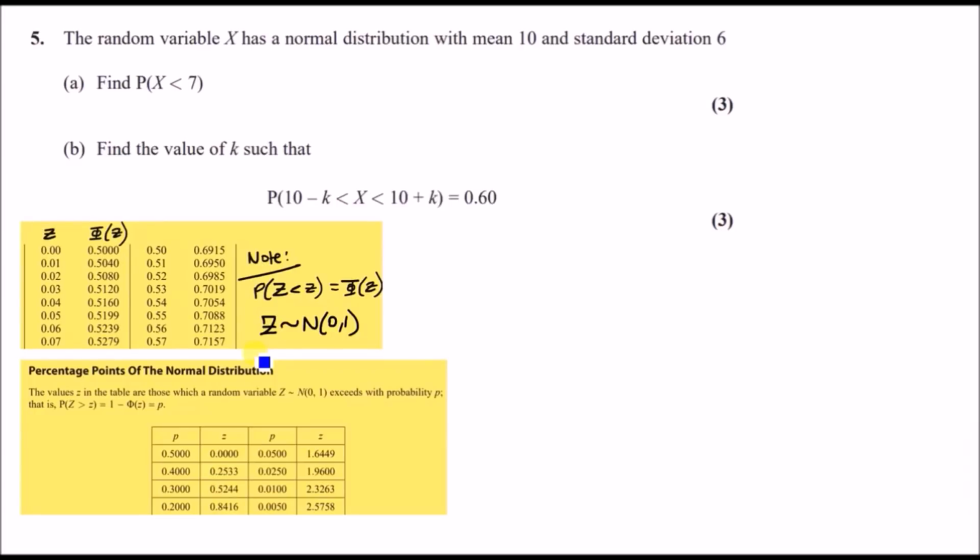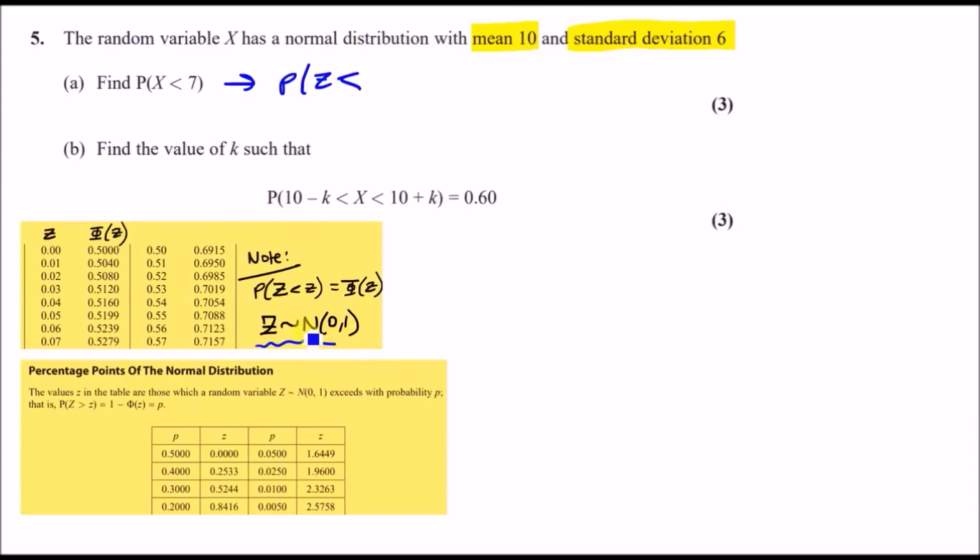So, number 5. The random variable x has a normal distribution with a mean 10, okay, and standard deviation 6. Now, A, find the probability that x is less than 7. Well, when you want to solve something like this, you need to always convert to something known as the Z form, yeah? And Z stands for the standard normal distribution. All these results are from the standard normal distribution table. That's why I wrote this over here. Z is normally distributed with mean 0 and standard deviation 1.